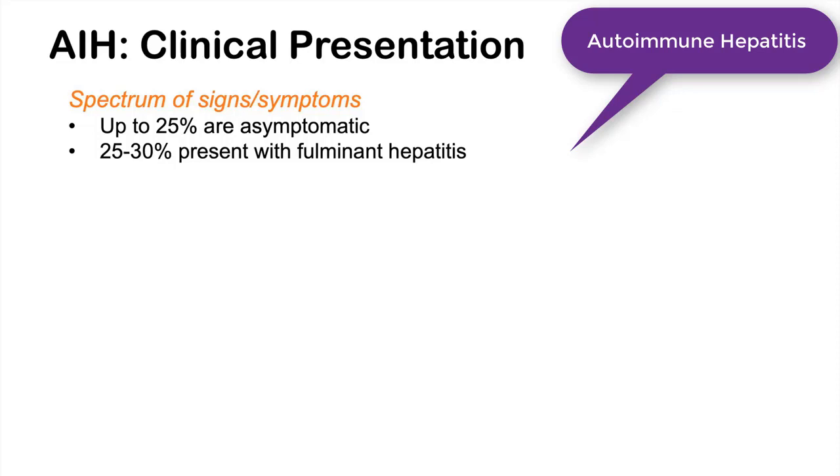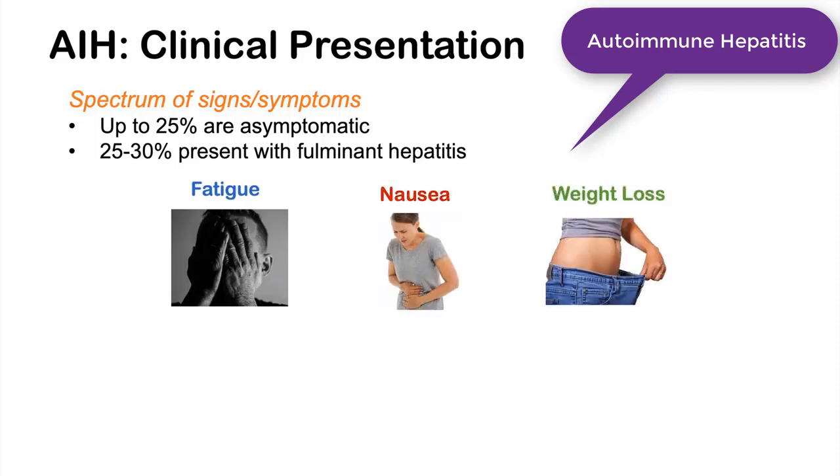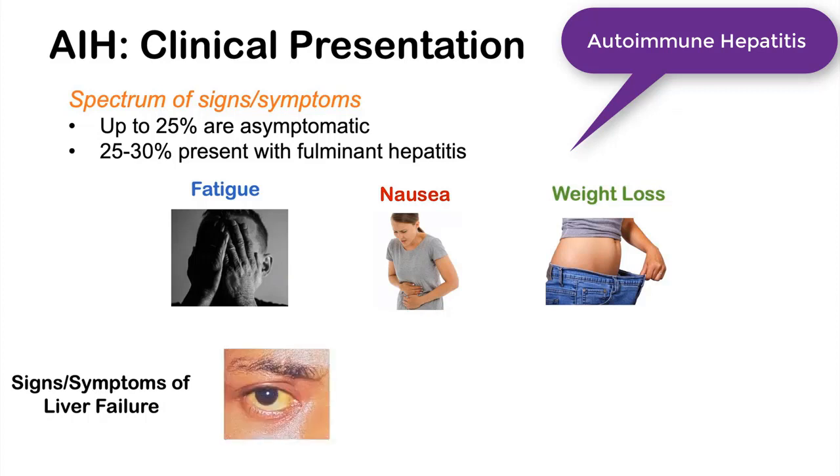We have fatigue, nausea, weight loss, and we also have some other signs and symptoms of liver failure, like jaundice, itching, and ascites, that is accumulation of fluid in the abdominal region. Signs or symptoms of liver failure include jaundice, which is yellow discoloration in the eye. We have the ascites, accumulation of fluid in the abdominal region.